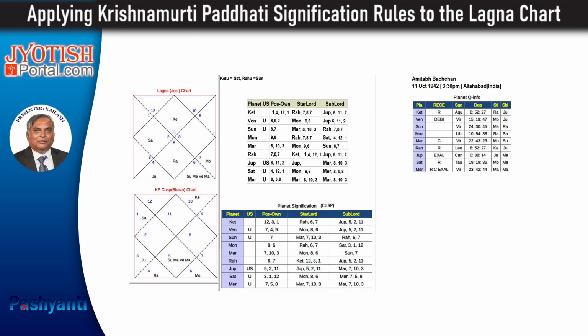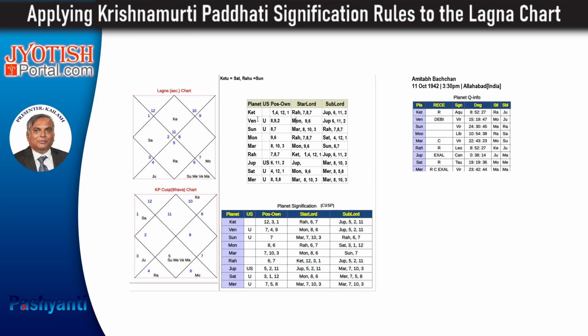And some of the methods that Krishnamurti has mentioned when he was using only the Lagna chart and not the cusp chart, just the Lagna chart with the planet signification table, is very interesting. So what I will do is share some examples. I think I'm going to use the Donald Trump chart, because many events of his life are available in the public domain, and thus we can easily relate to those events. So we will create a Lagna chart and we will create a planet signification table based on the Lagna chart.